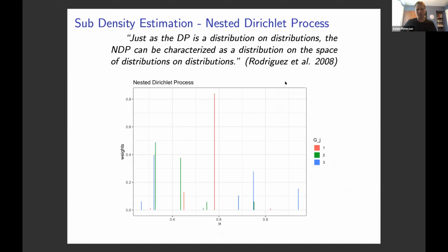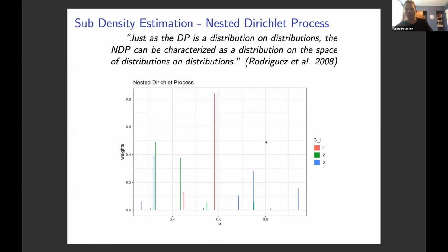And this is where the foghorns from Inception should come in and kind of herald this quote, because to describe the Nested Dirichlet process, it's a little bit meta. The quote here from the original Rodriguez paper is, just as the Dirichlet process is a distribution on distributions, the nested Dirichlet process can be characterized as a distribution on the space of distributions on distributions. So I can't say that without smiling and totally agreeing that that sounds a little bit crazy and meta.